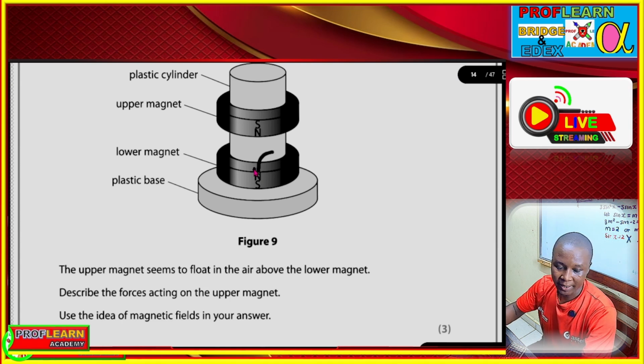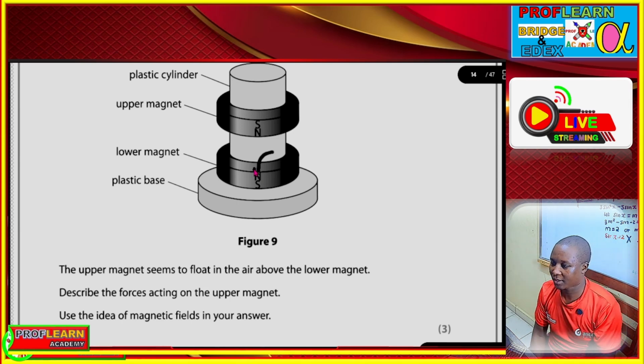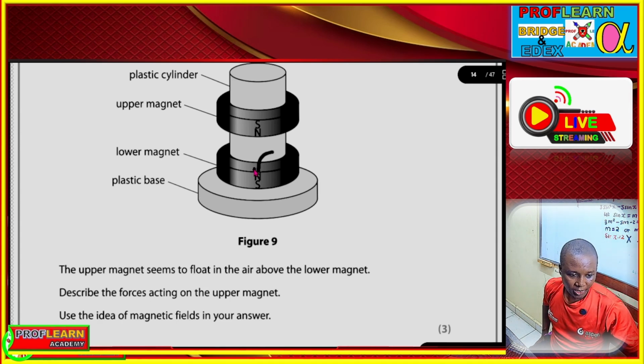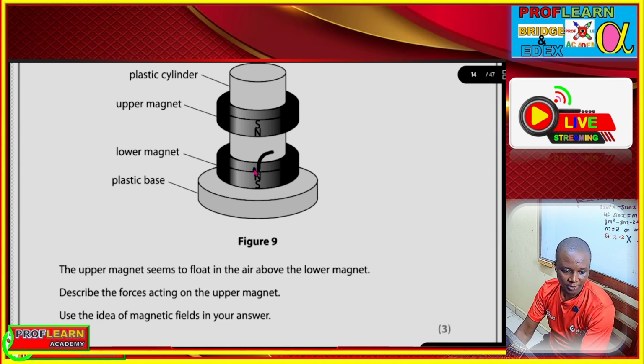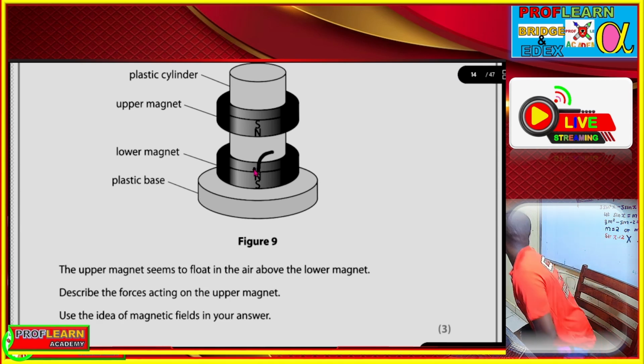Yeah, we have a magnetic force. There's a magnetic force there, correct. What else? Which other force? We have magnetic forces. There's another force that we need to mention there. Which other force is it?